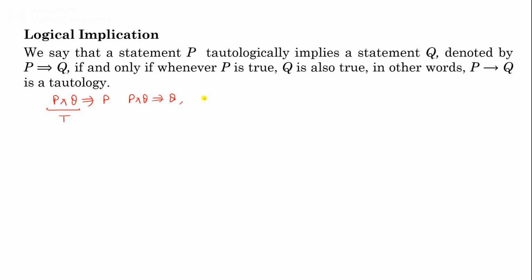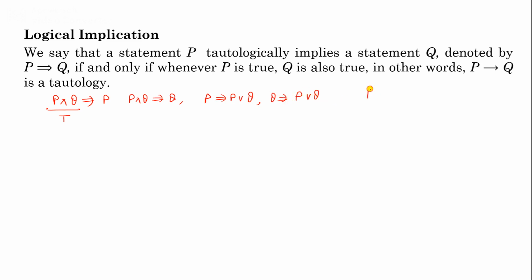Similarly, another example, you can say P tautologically implies P or Q, because whenever P is true, P or Q will be automatically true. Similarly, you can say Q tautologically implies P or Q. The same reasoning will be applicable here.